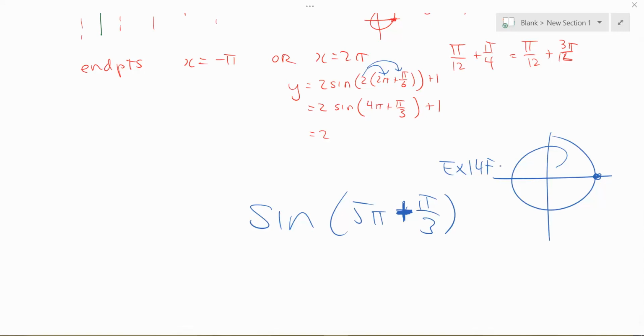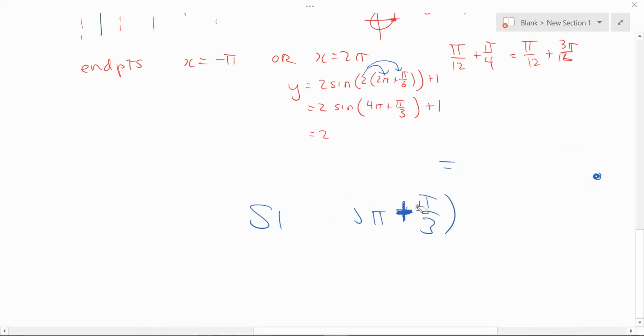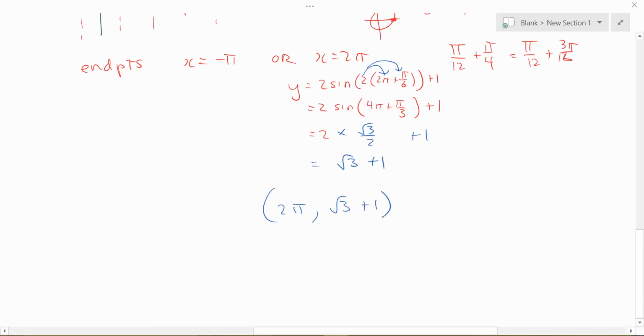Because I haven't finished. I was trying to tell you. So that's your endpoint. So when x is 2 pi, that's my y value. That's my endpoint. Yeah?